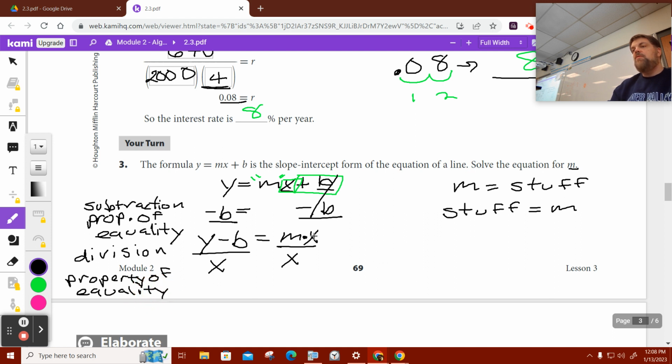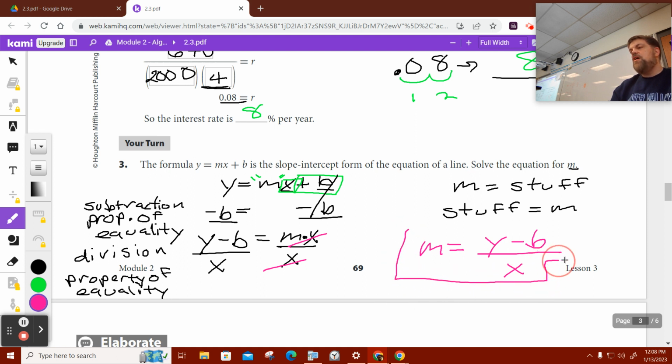Okay? So now when I do that, this x cancels with this x, and my final equation is going to be m is equal to y minus b all over x. Since I don't know the values of the variables, I'm just going to leave it like that, okay? All right, I'll leave that up there for a second.